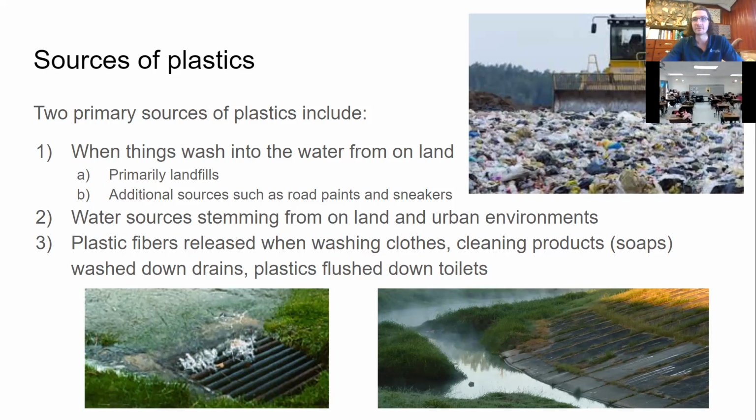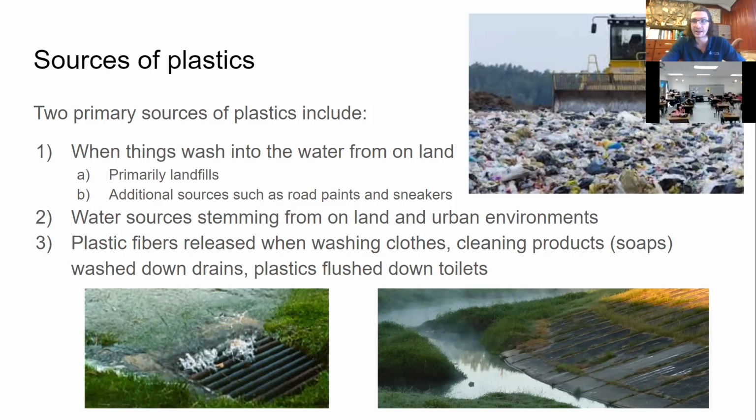So let's talk really quick about some background, where our plastics come from. There are two primary areas where they come from. One is when things wash from land into the waters, and we call this runoff. So runoff from areas on land into our water is one place it can come from, or it can be from water sources themselves in urban environments.